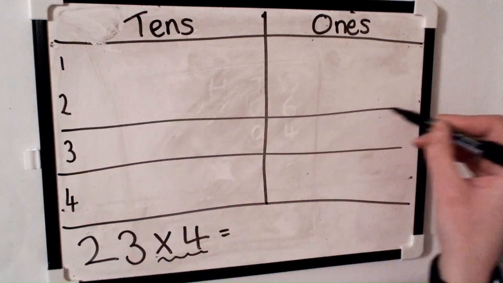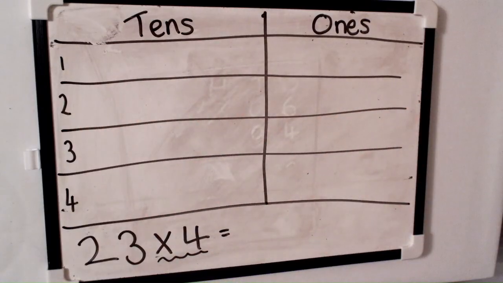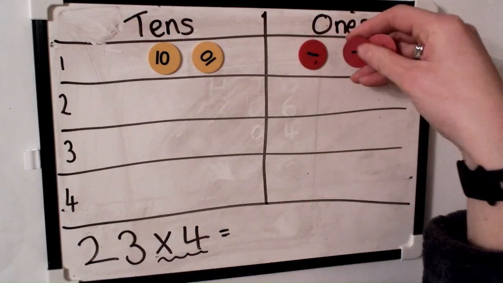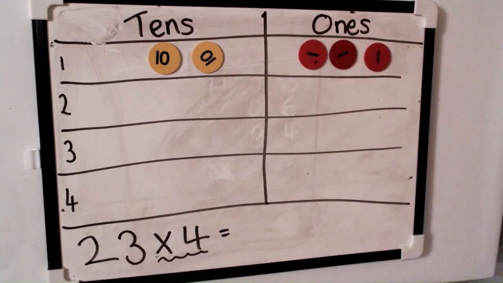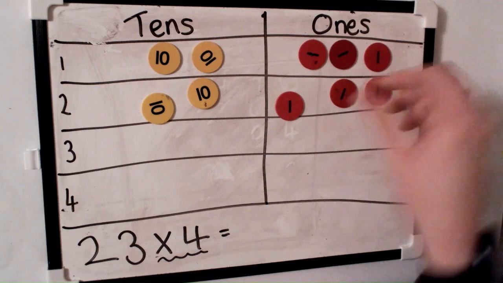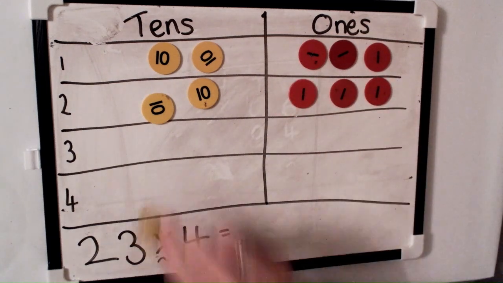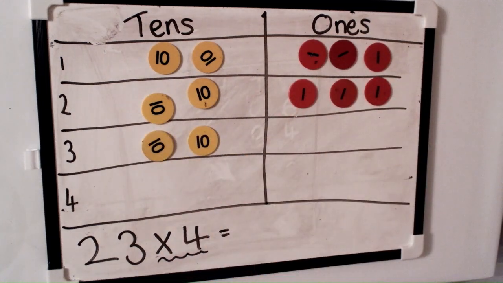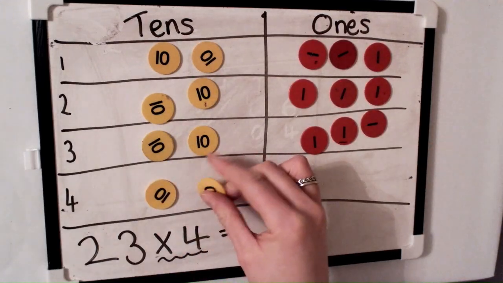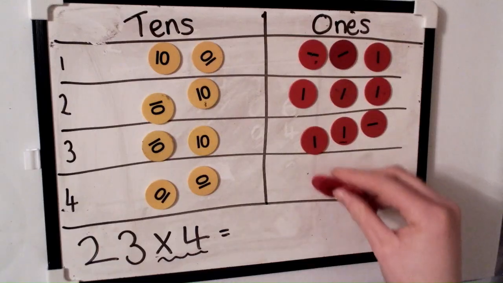And in each group, I will place 2 tens and 3 ones. So I've physically built those 4 groups: 2 tens, 3 ones, 2 tens, 3 ones, 2 tens, 3 ones, and 2 tens, 3 ones. 23, 4 times.